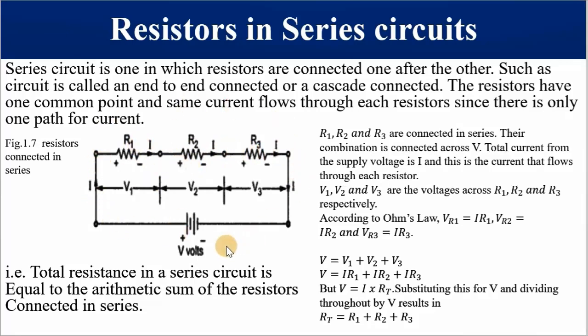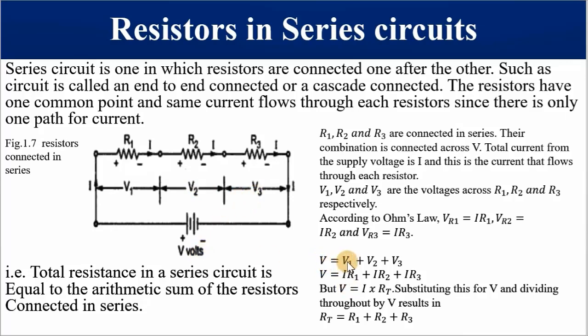There is no other pathway for current except this path from the positive terminal of the voltage source through the load and back to the negative terminal. So there is only one path, which means the current through R1 is the same as the current through R2 and R3, and it is designated as I. I times R1 gives you the voltage drop or the potential difference across R1. I times R2 gives you the potential difference across R2, which is equal to V2, and I times R3 gives you the potential difference across R3, which is equal to V3. And please take note that V1 plus V2 plus V3 gives you V volts as stated there.